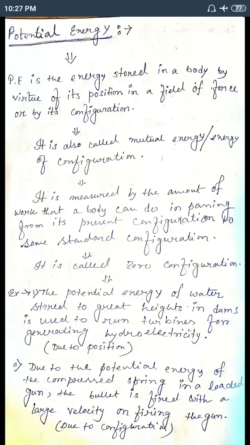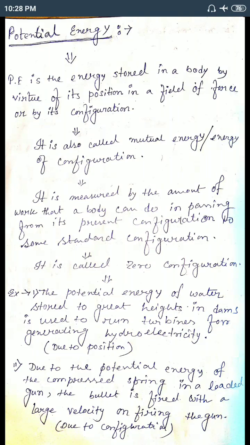It is also called mutual energy or energy of configuration, because whenever the configuration is changed from one state to another standard configuration, the amount of work done, if we calculate it, is stored as the potential energy. So the configuration that the body passes to from its present condition to some standard condition is called the zero configuration.